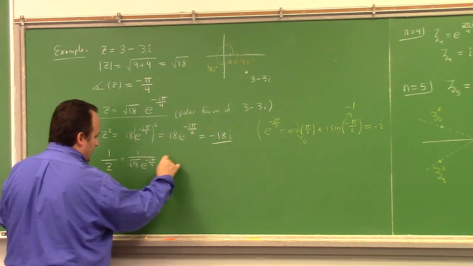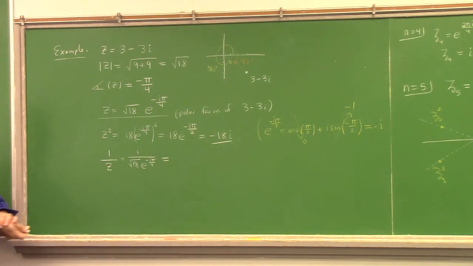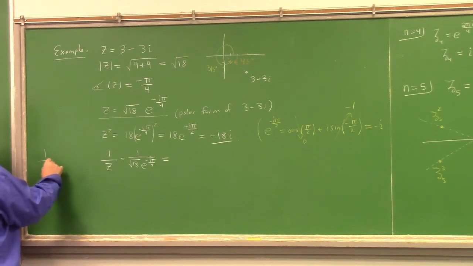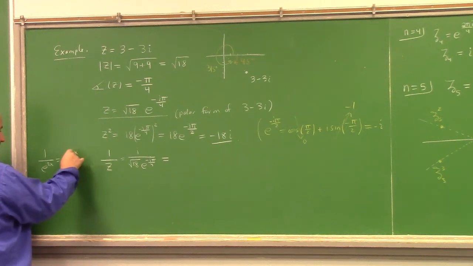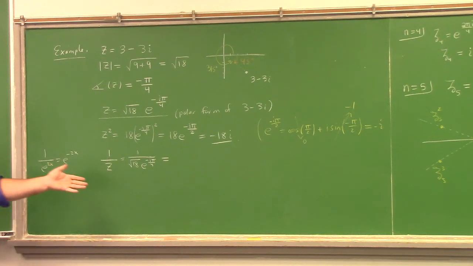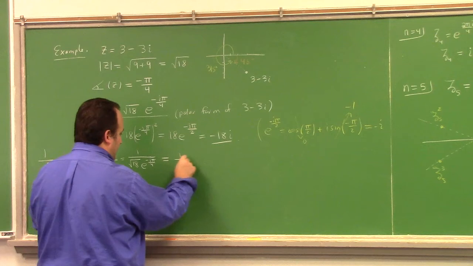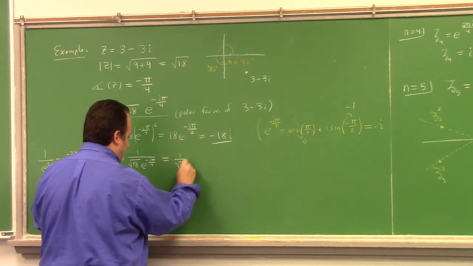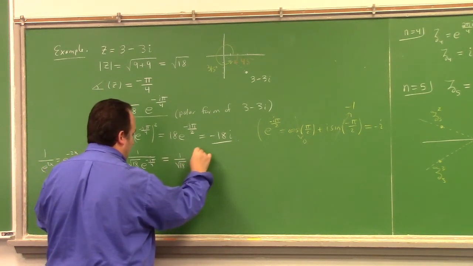How do you put that in polar form? Well, you guys know how to move exponentials from denominators to numerators, right? You flip the sign of the argument, right? Like 1 over e to the 2x is like e to the minus 2x, right? So same pattern here: 1 over the square root of 18, e to the i pi over 4.